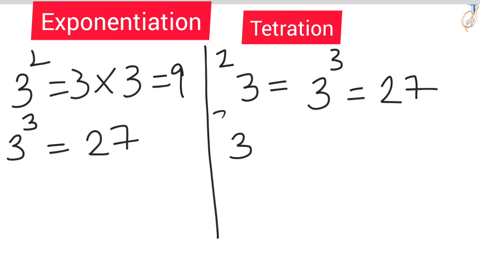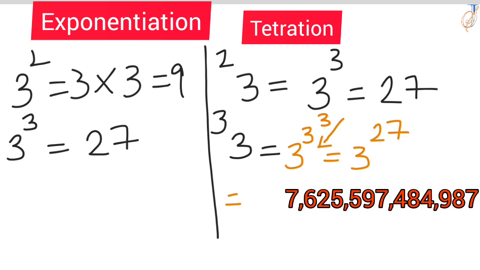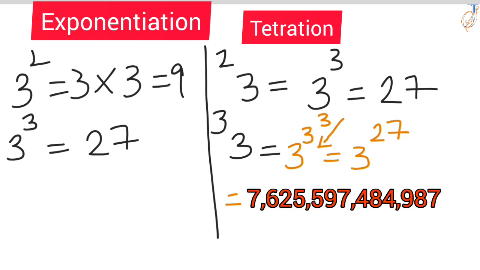But in tetration, you have to write 3 power 3 power 3. Then you solve from top to bottom. What is 3 power 3? It is 27. What is 3 power 27? The value is 7 trillion 625 billion 597 million 484,000 and 987. So this tetration is used for very large numbers only.